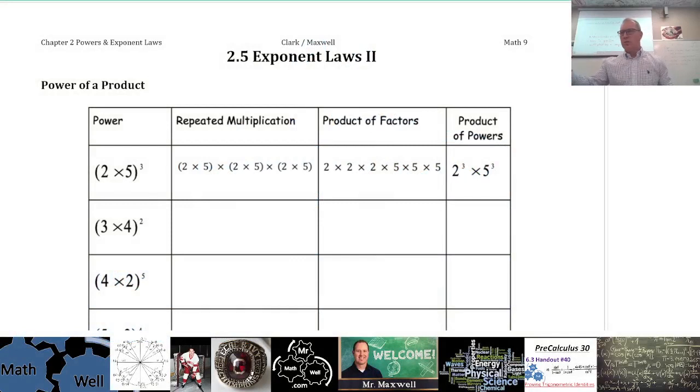All right, so this is part 2 of 2.5, exponent laws. We're still going with exponent laws. We've got kind of 2 more to cover today. So on the notes in front of you, you have now a power of a product. If you look on the left here, it says the power of a product.